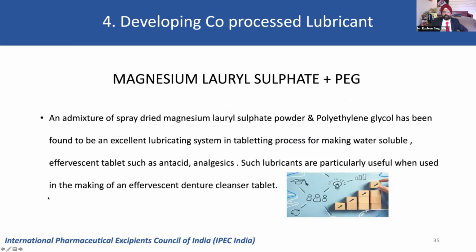Then we go to another co-process, PEG plus magnesium lauryl sulfate. This is not very common, but it's used in some effervescent tablets such as antacid and analgesics. These lubricants are particularly useful when making effervescent denture cleanser tablets. So the older patients who use this effervescent denture cleanser tablet can't afford to have any particles. Otherwise, those poor people will keep dentures for cleaning, and in the morning when they take it out, they'll see the particles sticking to those dentures. So that will spoil the show. There, these clean solutions are a must, and then you can use these lubricants there to give you clean dentures.